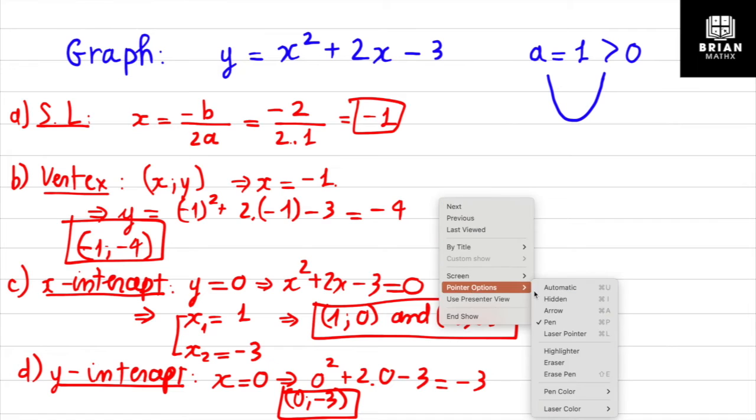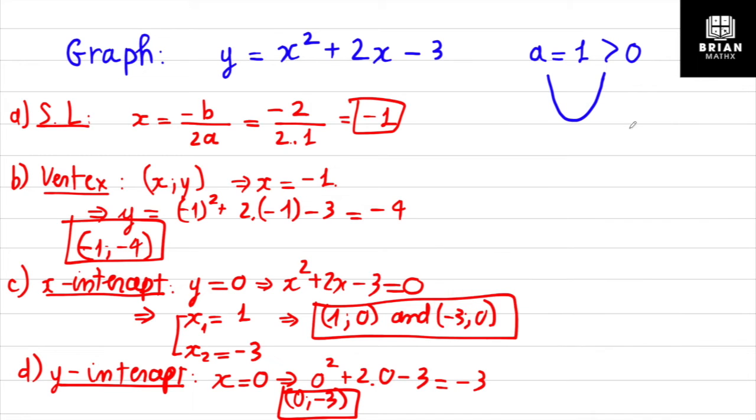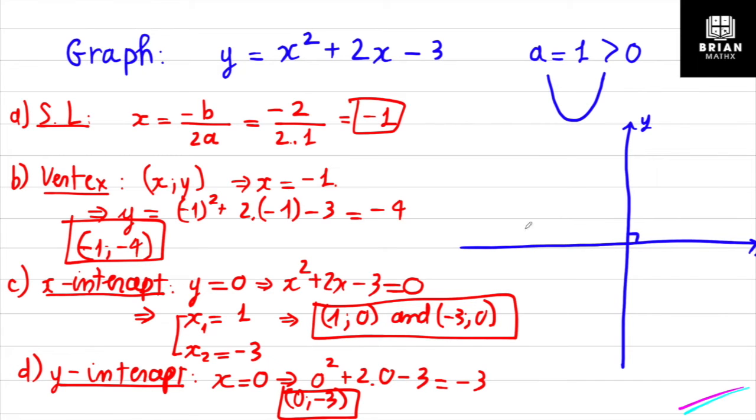So you will put these into the x-y coordinate plane. The first step, I will draw the symmetrical line first. The symmetrical line is negative 1, so I will mark negative 1 in this position. This is a vertical line, that's why I will draw a dashed line in this position. And the vertex is negative 1, negative 4. So here is negative 4 of the y coordinate, the point is here.